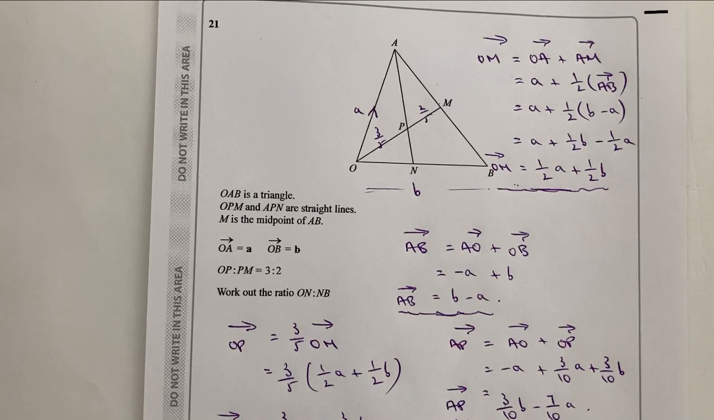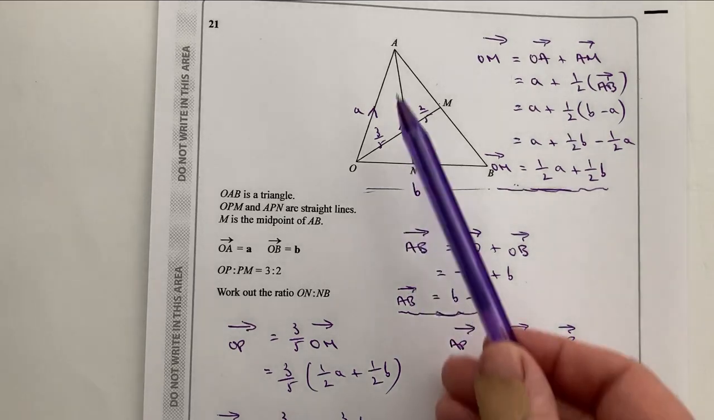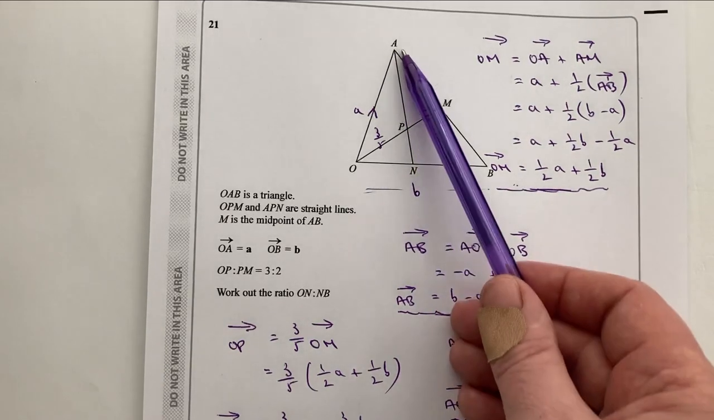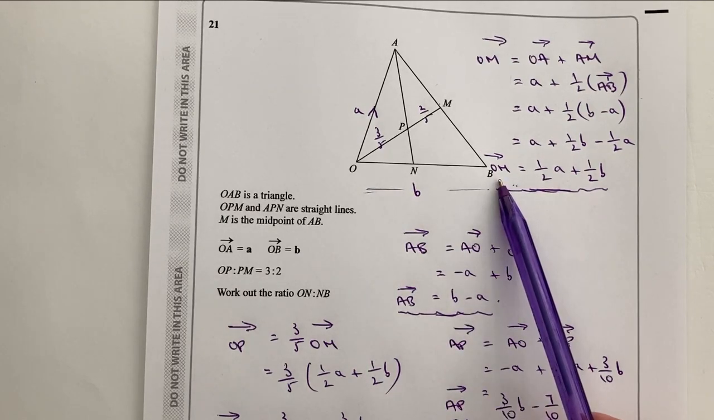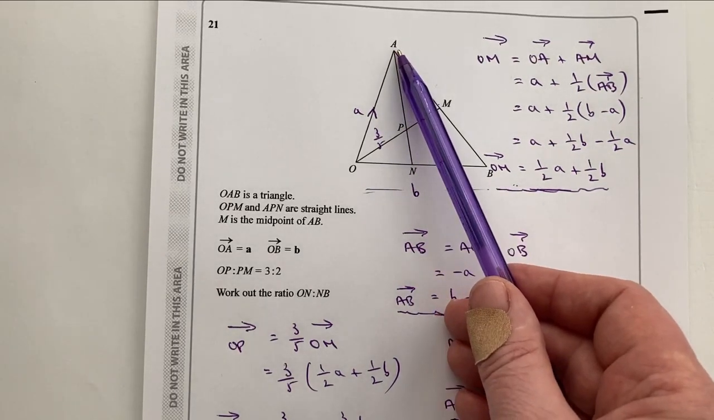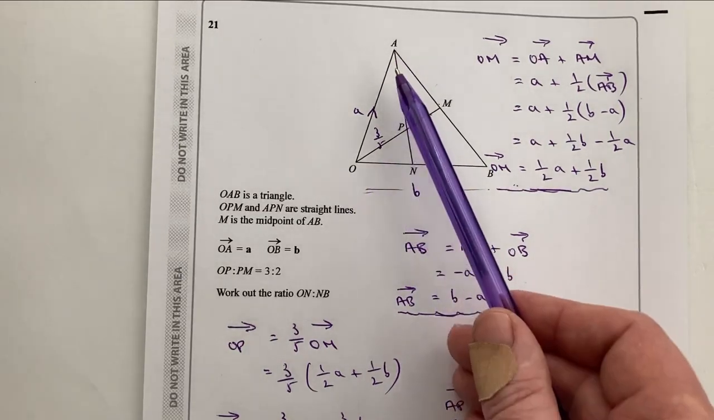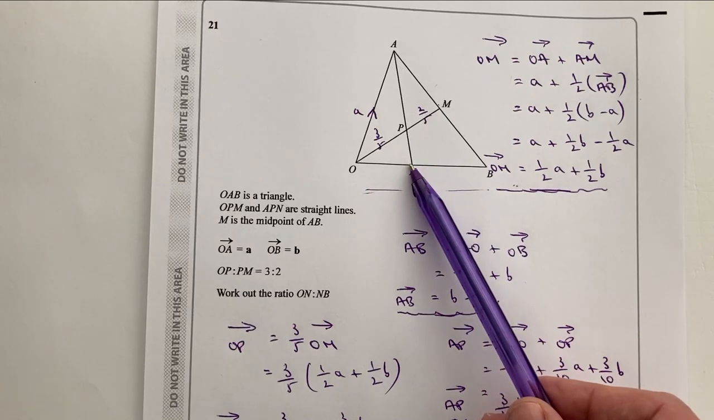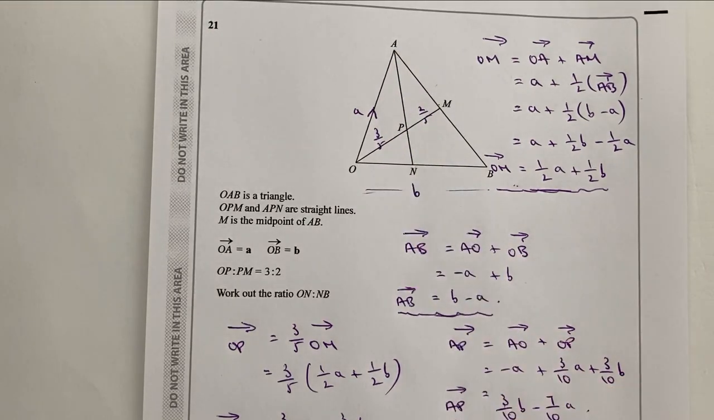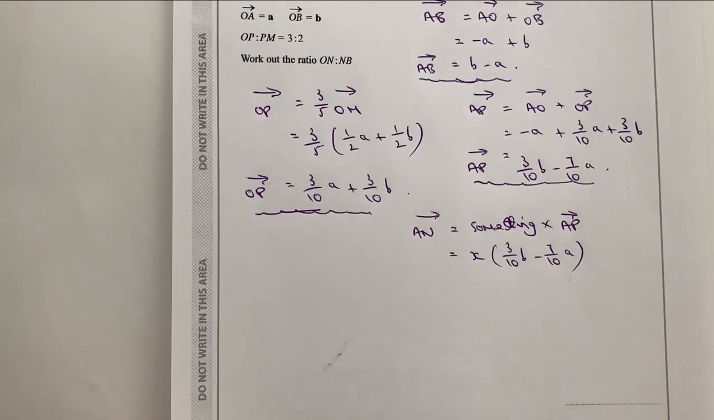We can also say that AN is equal to AO plus something multiplied by OB. So we've kind of gone the other way. On the first one we did AN, and now we're doing AN by a different route. This time we're going along here and along here, rather than going down here and down here. So it's a slightly different route to get to the same point. Let's have a look at how that works out.